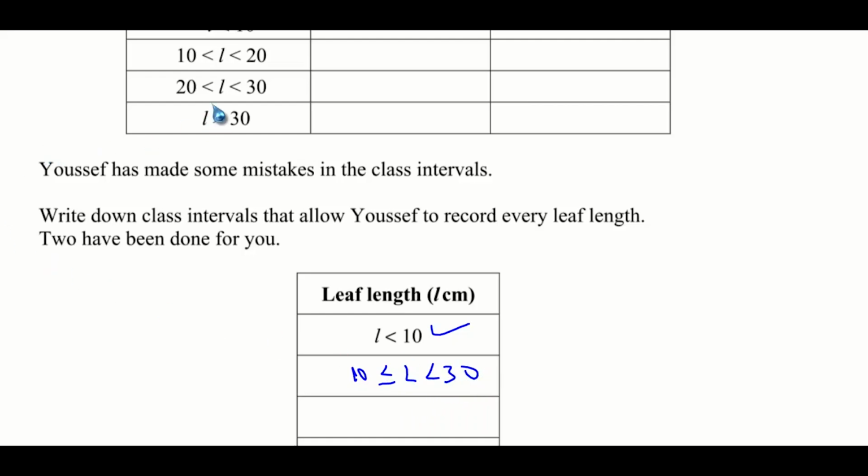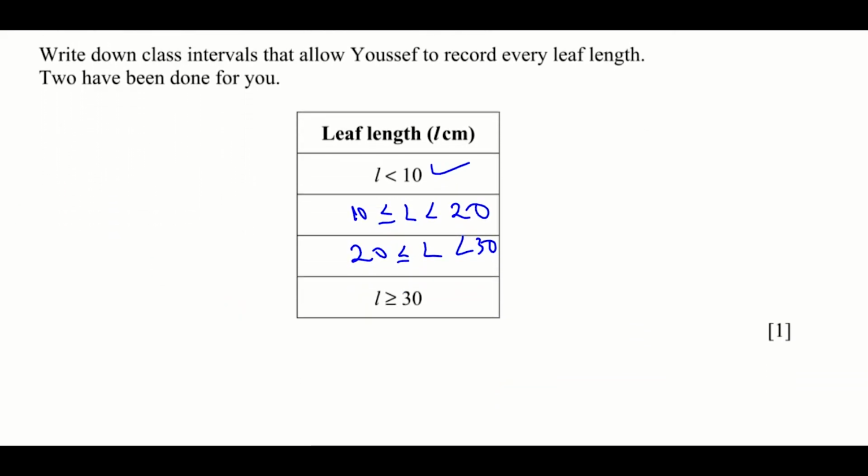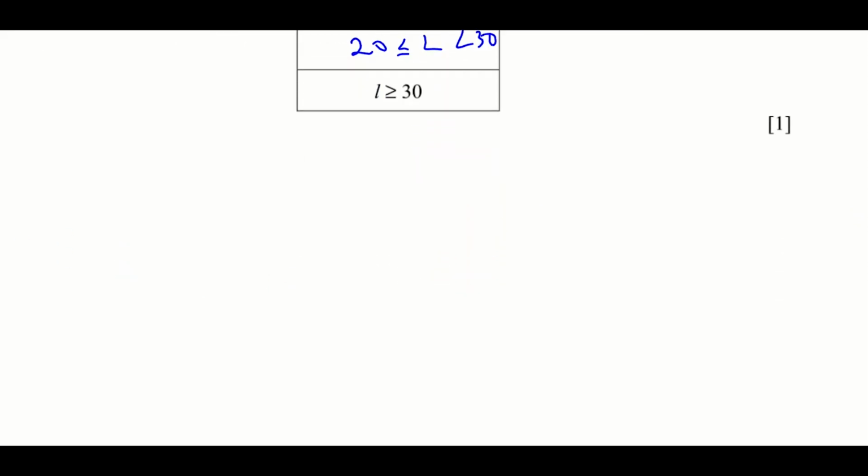less than 30. Okay, so the next one will be numbers from 20 less than or equal to L, and L is less than 30. So this one covers numbers from 10 to 19, while this covers 20 to less than 30, maybe 29. And if you have a decimal number, maybe 29 point something, while this covers numbers from 30 upward. Okay, so that will capture all the numbers there.